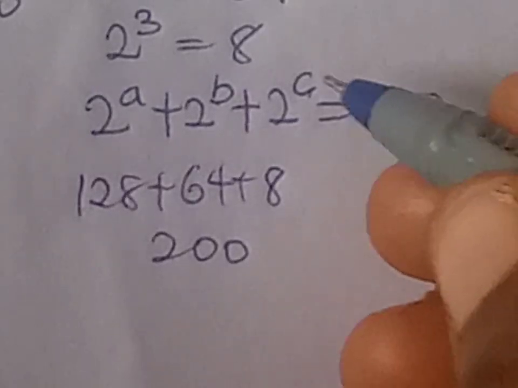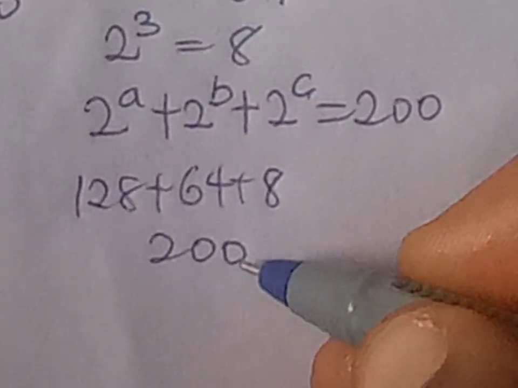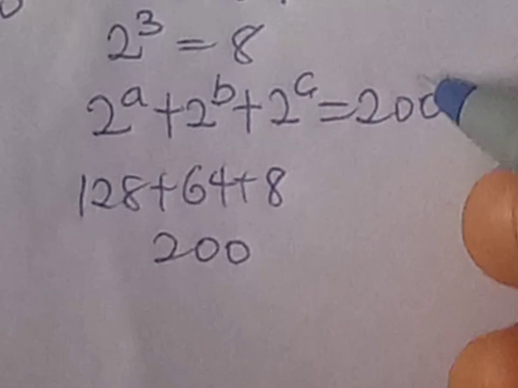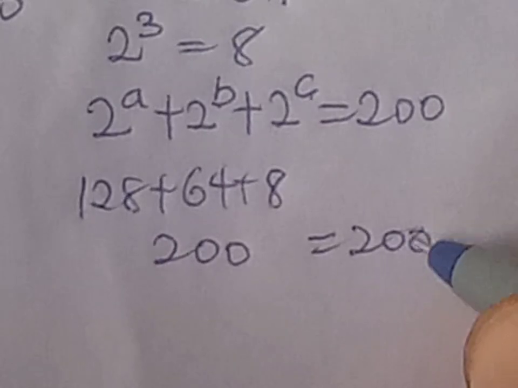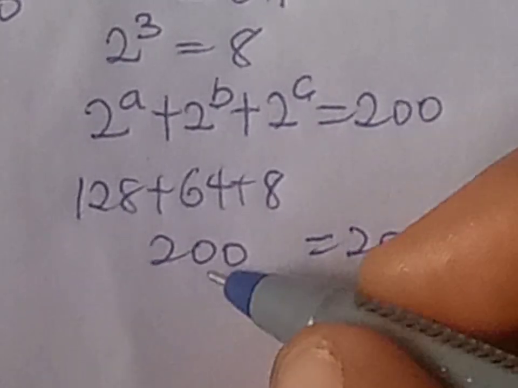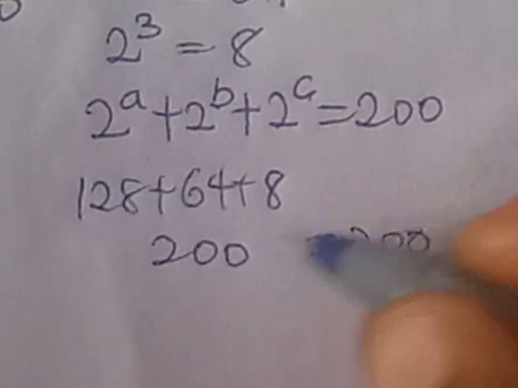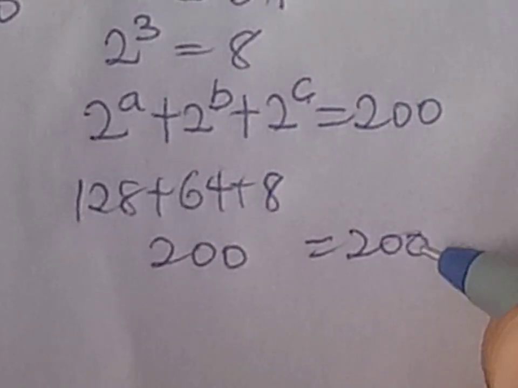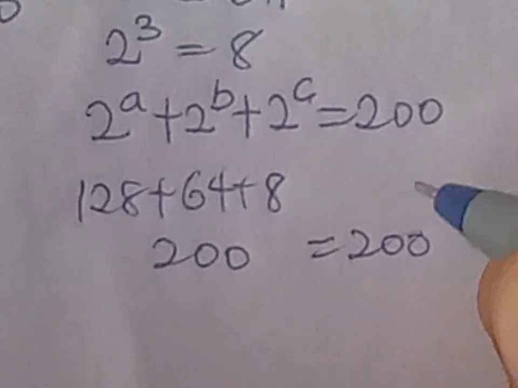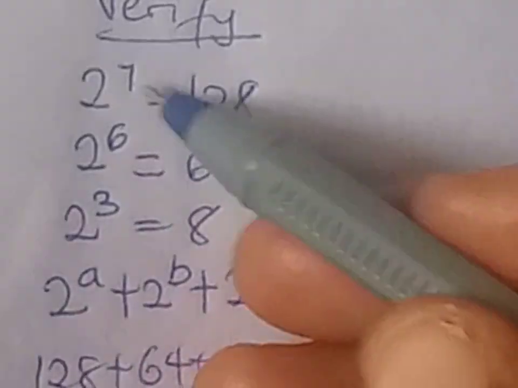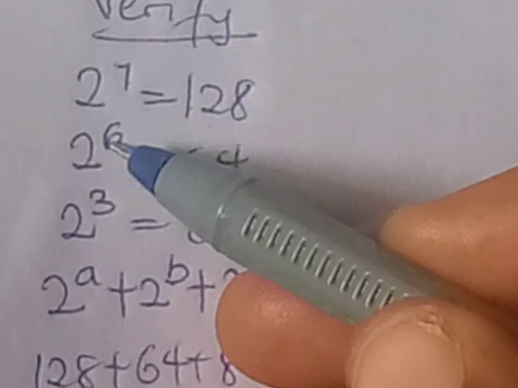Did you notice that on the left side, we got 200 as our answer, and also on the right side, we were given 200 as our answer. Therefore, the left side is equal to the right side. That means our answer is correct. In summary, A is 7, B is 6, and C is 3.